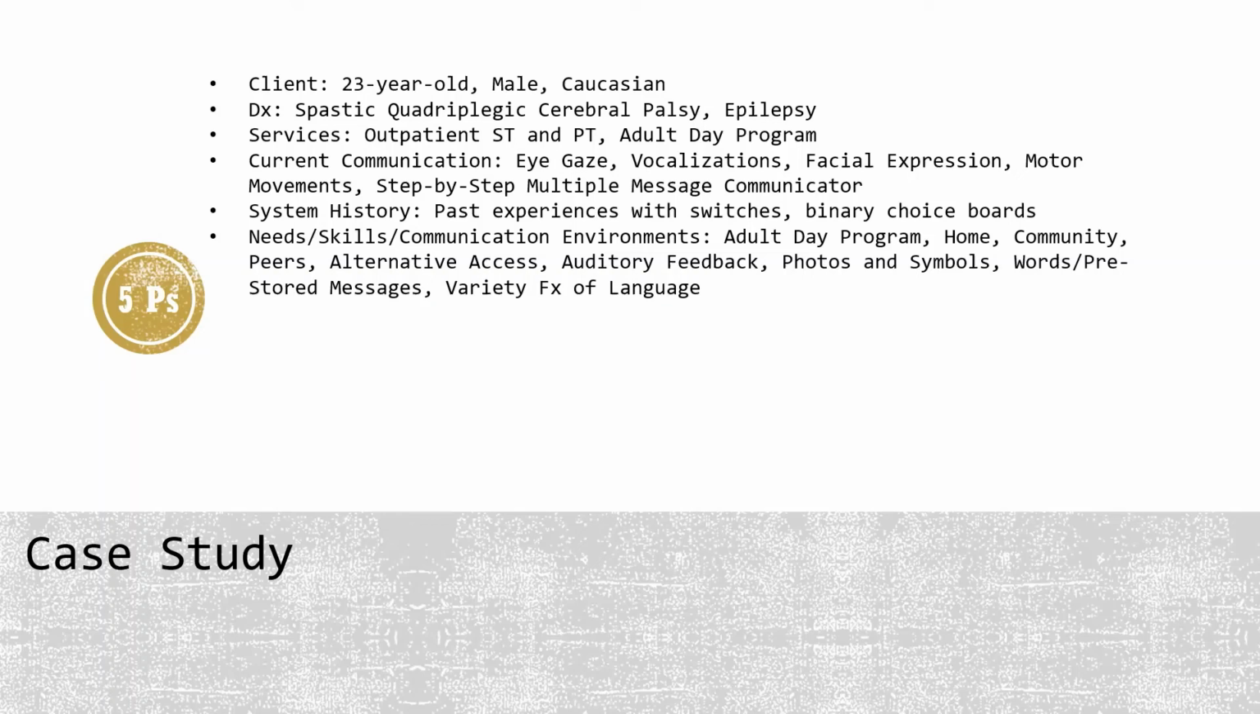He still had a lot of needs and a lot of environments he wanted to be able to communicate in beyond what he was able to do with his current modes of communication. And those places included his adult day program, his home, in the community with his peers. He needed some alternative access. He needed some auditory feedback, photos and symbols. He needed to be able to combine words, but also have some quick pre-stored messages. And he needed to be able to communicate for a variety of functions of language.